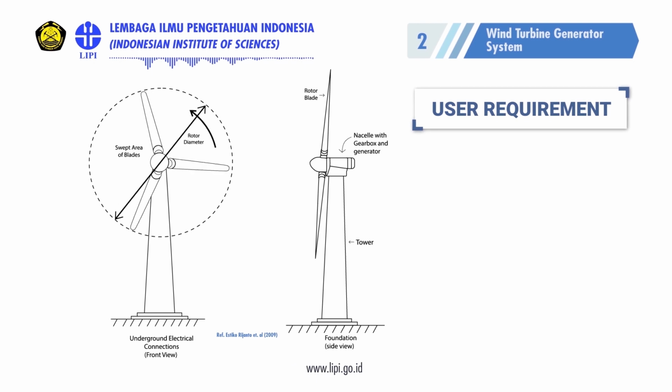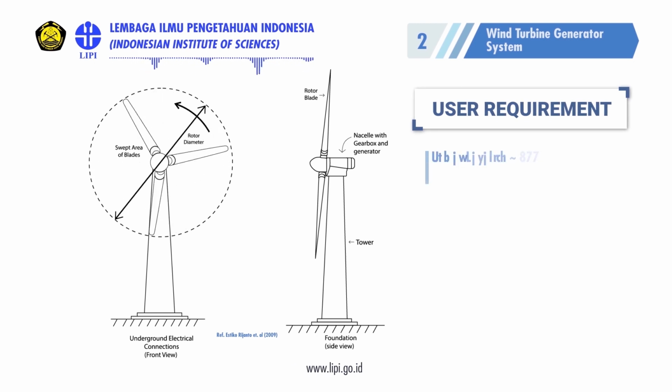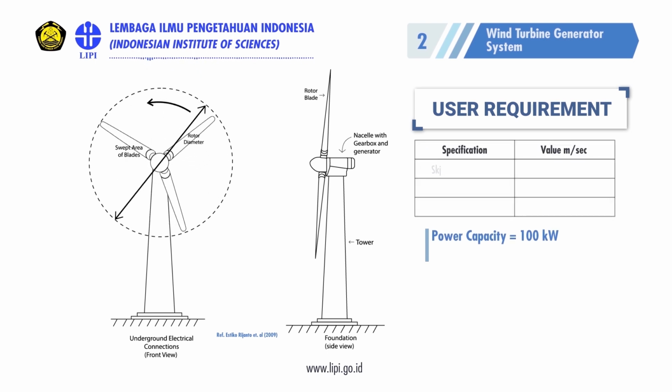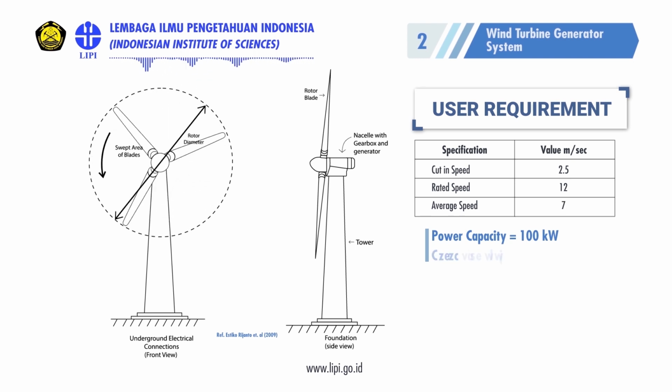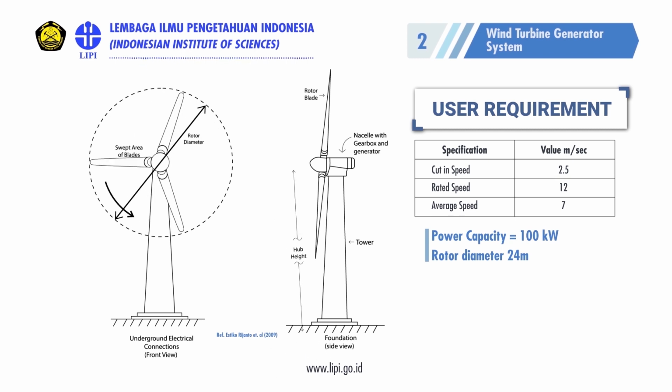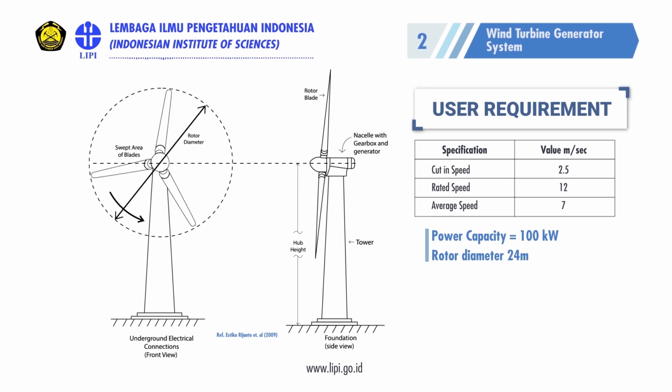The usual requirement is that the system has power capacity of 100 kilowatt with wind cut-in speed of 2.5 meter per second and rated speed of 12 meter per second. The average wind speed is 7 meter per second. From computer-aided design, the turbine rotor diameter becomes 24 meter, and the height of the hub at the top of the tower is 35 meter.